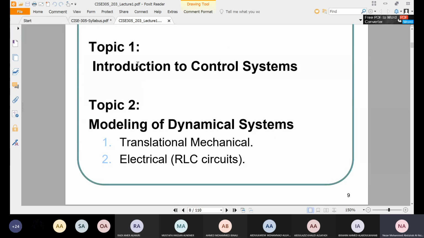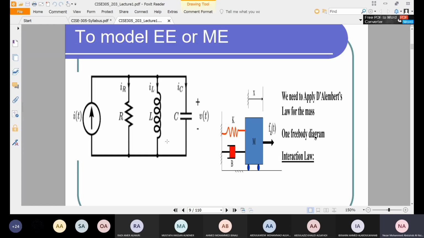So here, chapter 1, as we said, is the introduction. Chapter 2, the modeling, will start with translation mechanical, and after that, electric circuits. Okay. This is an example of how we get the model. So here, for example, this will be chapter 2. Here we have to model EE, electrical circuits, or ME, mechanical systems.